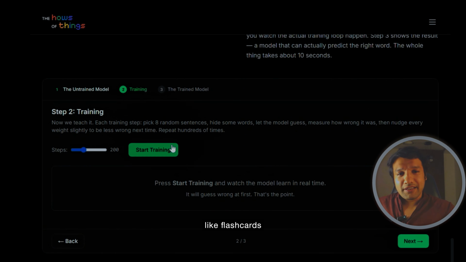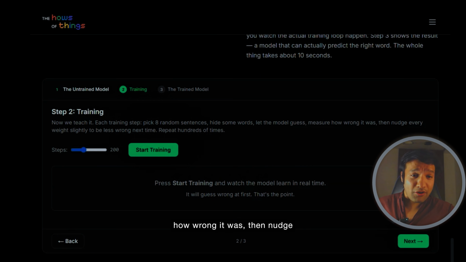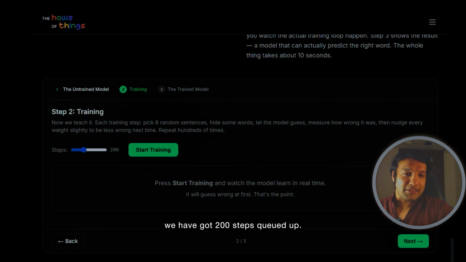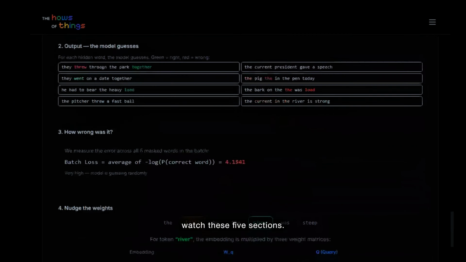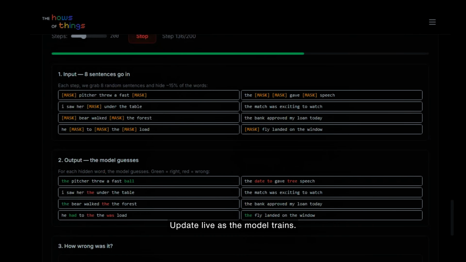Training works like flashcards at massive scale. Each round shows the model sentences with hidden words, lets it guess, measures how wrong it was, then nudges every weight in the model by a tiny amount to make it slightly less wrong. Repeat that hundreds of times. We have got 200 steps queued up. Let's go. Watch these 5 sections update live as the model trains.